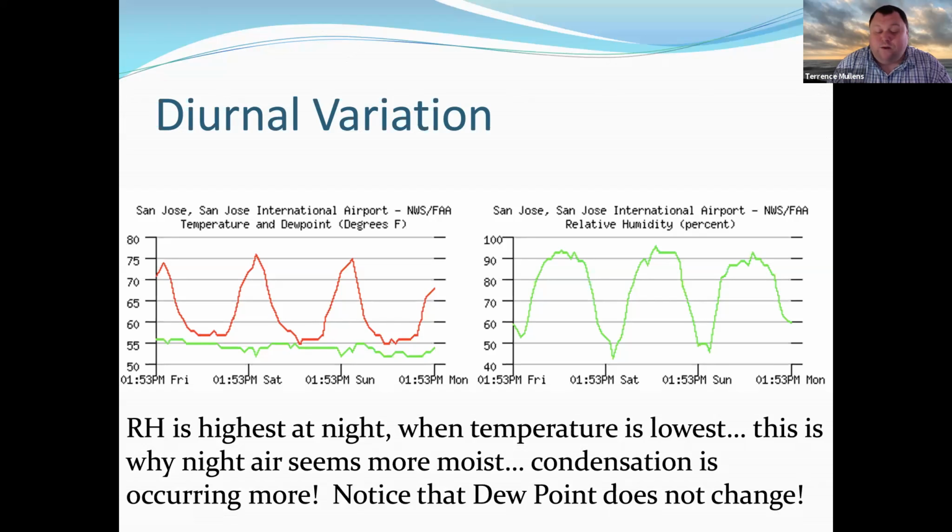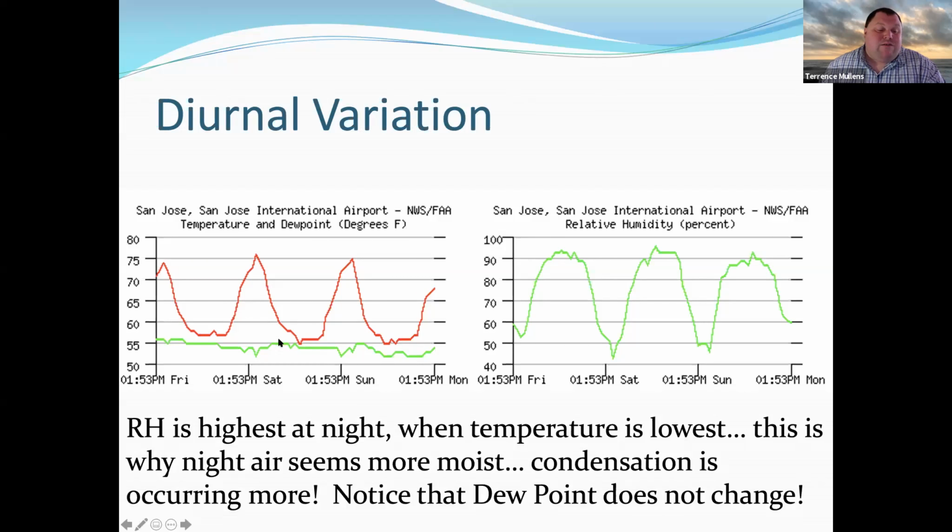If you pull out your weather app, let me pull out mine for a second. Sometimes they give it to you, sometimes they don't. But it is actually the most commonly used weather variable for humidity other than relative humidity. No, it's not on here. Darn, I'm disappointed that they don't give dew point.